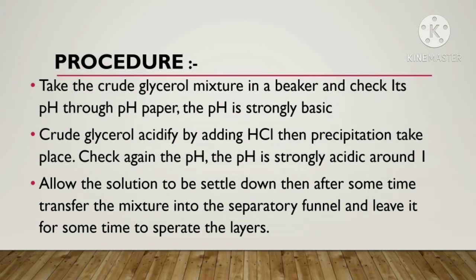Procedure. First we take the crude glycerol mixture in a beaker and check its pH through the pH paper, and it shows the pH is strongly basic. Then this crude glycerol mixture is acidified by adding HCl, then precipitation takes place, and then we check its pH again through the pH paper. It shows the pH is strongly acidic, around 1. Then allow the solution to settle down.